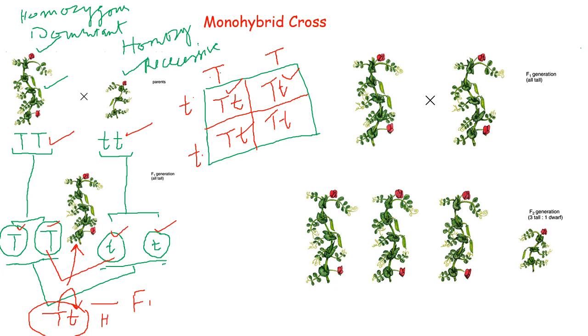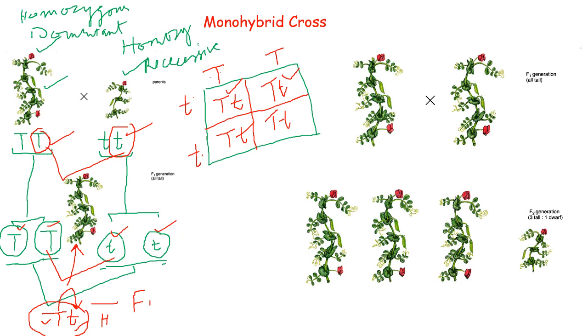The development of this type of heterozygous F1 plant confirms the law of segregation, because this capital T has separated from this capital T, and this small t has separated from this small t, and they have joined together to form an offspring which is capital T and small t. So the law of segregation says that the alleles that are responsible for a particular character in a plant separate during meiosis. This is what the law of segregation proves.